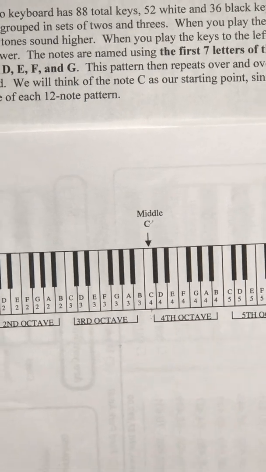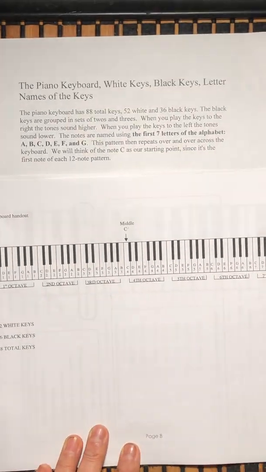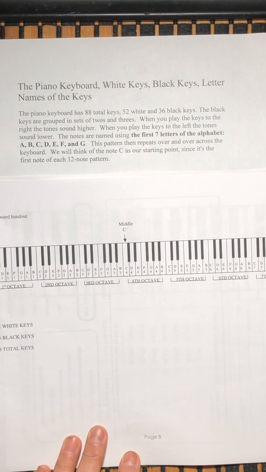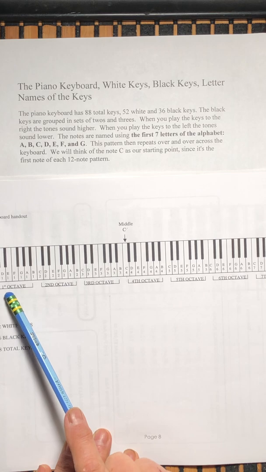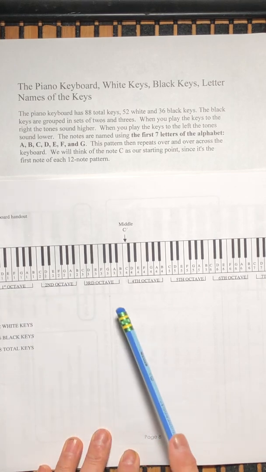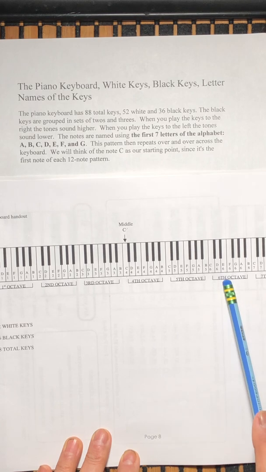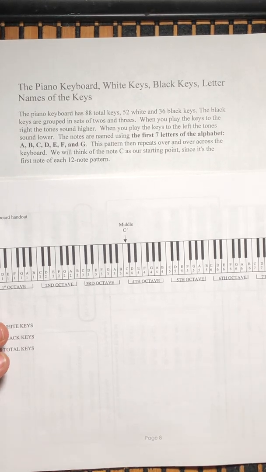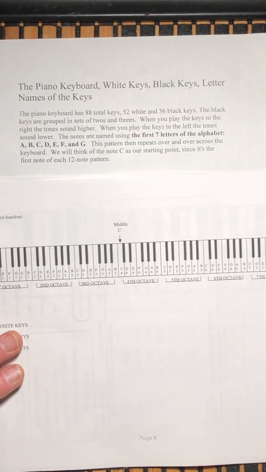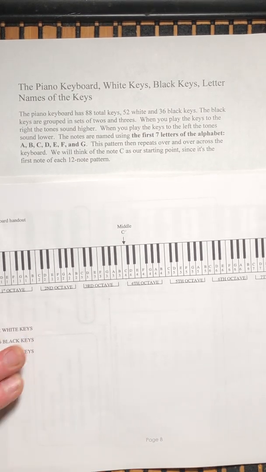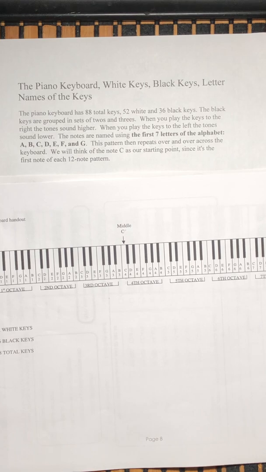As we go to the right, the keyboard numbers rise. As we go to the left, the keyboard numbers get smaller. First octave, second octave, third octave, fourth octave, fifth octave, sixth octave, and we end with seventh octave. And that is the information for part 1 of the series.